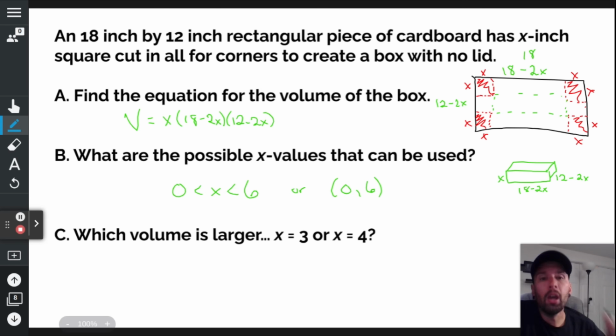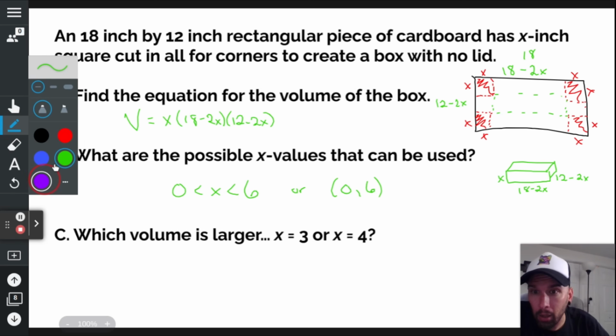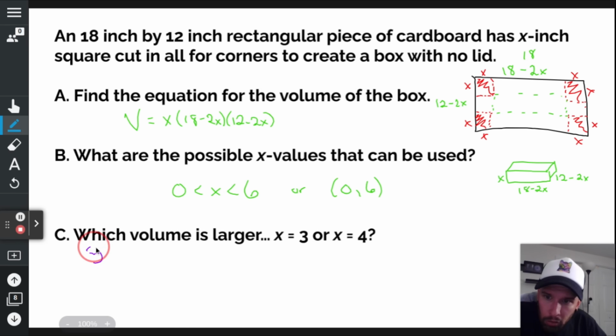Now, the question here is, if I make a box where I cut out 4-inch squares or I cut out 3-inch squares, which one is going to be the bigger volume? Well, let's test these out using this equation up here, because it is friendly enough. For the 3-inch squares, my volume is going to be 3 times (18 minus 3 times 2, which is 6), so 18 minus 6 is 12, times (12 minus 2 times 3), which is 6. That gives me 6.